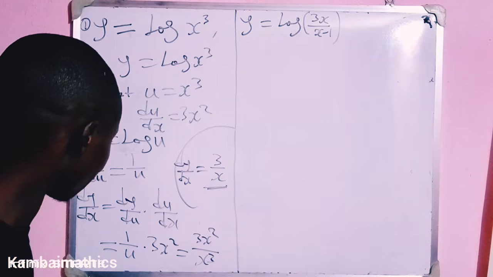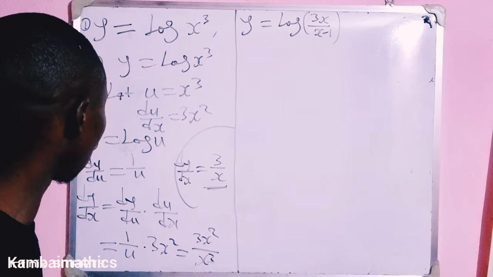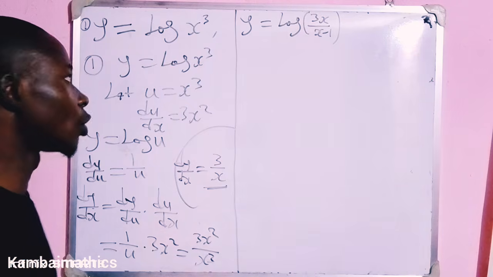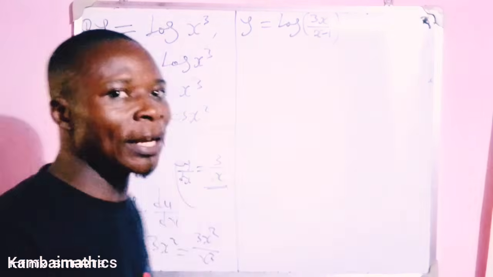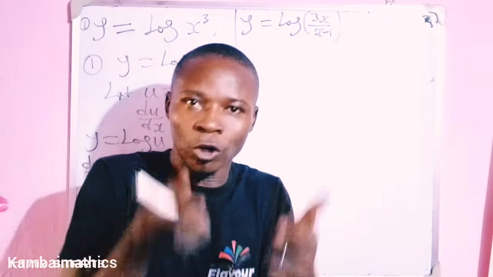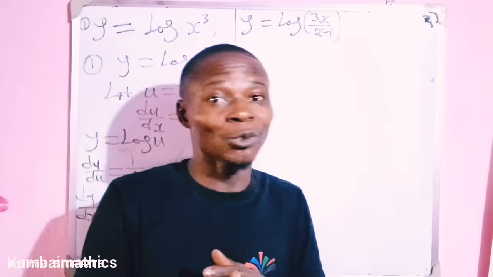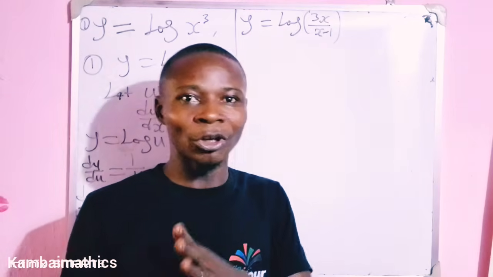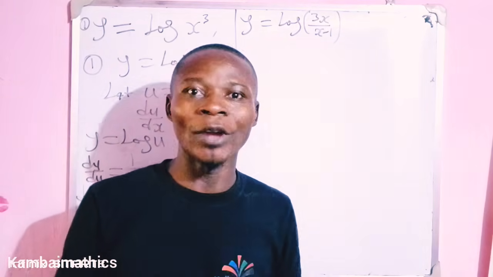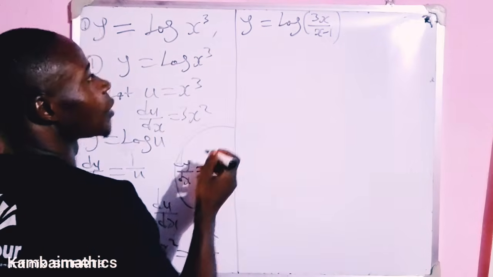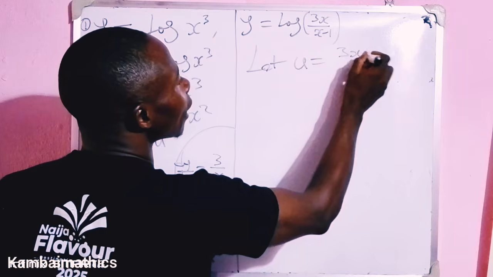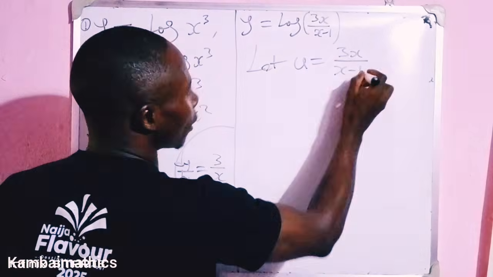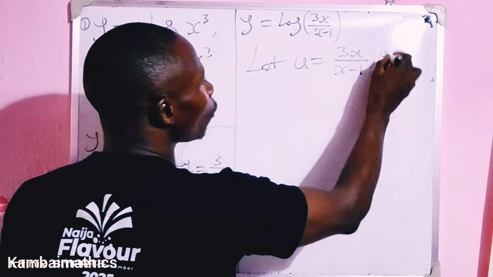Is there anything that I'm missing here? No, there's nothing that we are missing. We got it correctly. So let's solve this one. The same thing here: if you check, what is in the bracket is a quotient. And since it's a quotient, we can solve it using either of the two methods, but we can simplify it since we know how to use a simple method. So here, let u be equal to 3x all over x minus 1. So then y will be equal to log u.